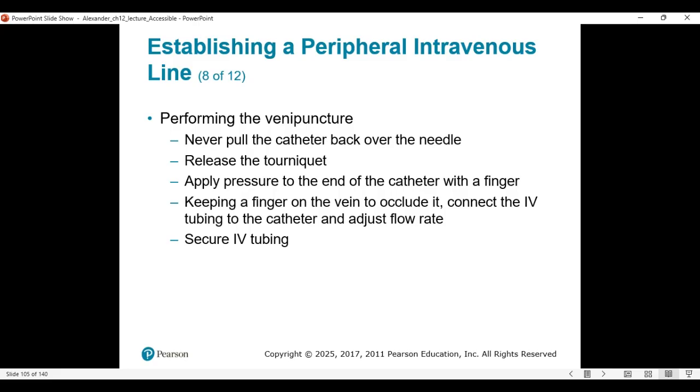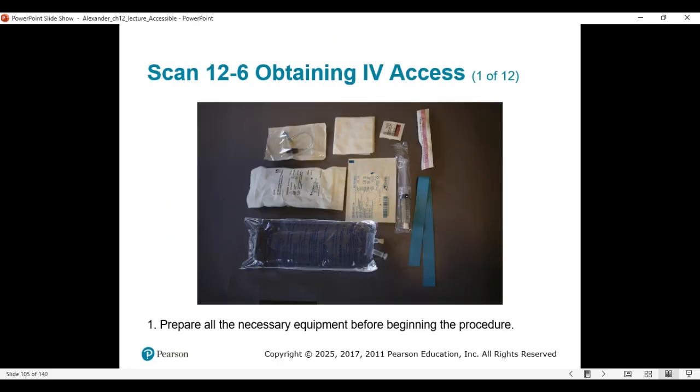We'll release the tourniquet, apply pressure to the end of the catheter with one finger. This will occlude it, right? Keeping a finger on the vein to occlude it, we'll connect the IV tubing to the catheter and adjust the flow, and then we'll secure the IV with our Tegaderm and tape or what other method you use in your area.